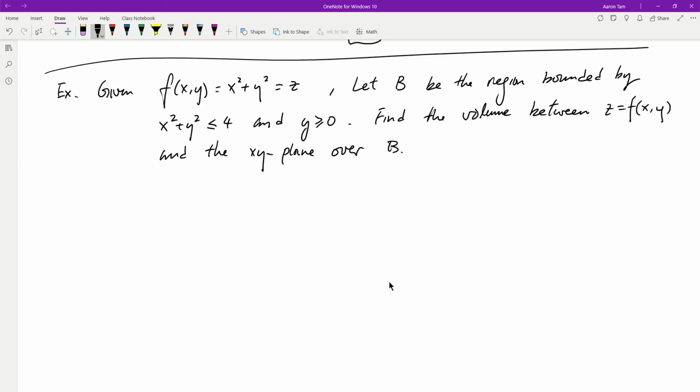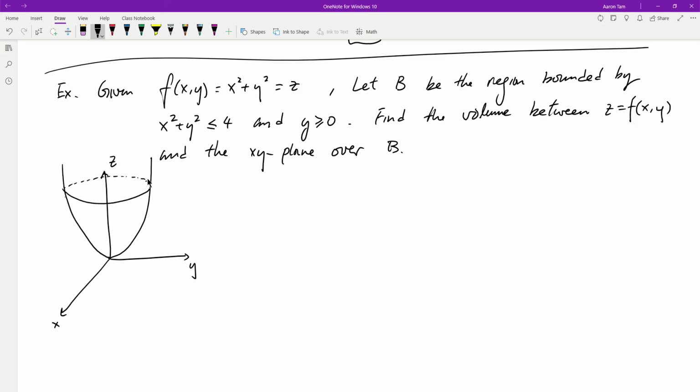So let's try to understand what we're looking for. Here's the function x squared plus y squared equal to z. It's the same exact function that we have seen quite a few times since chapter 5. So here's x, here's y, here's z. So f of x y equal to x squared plus y squared is basically this paraboloid. It's completely circular, but is basically a parabola spinning around the z-axis.